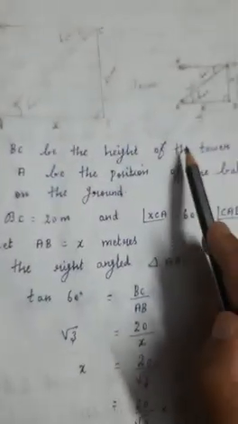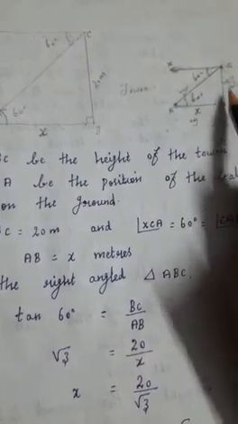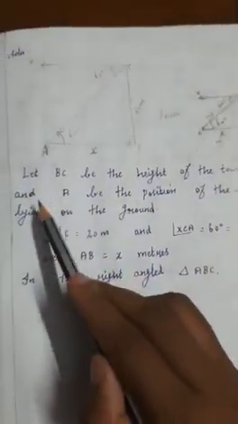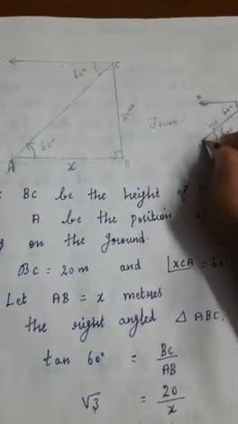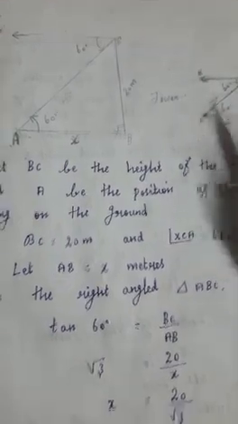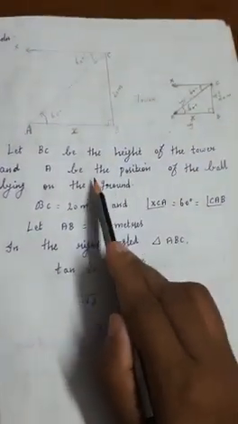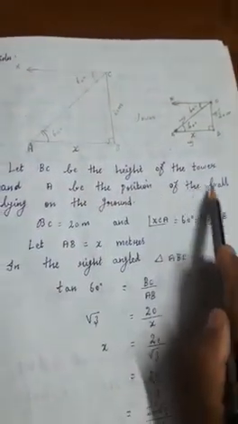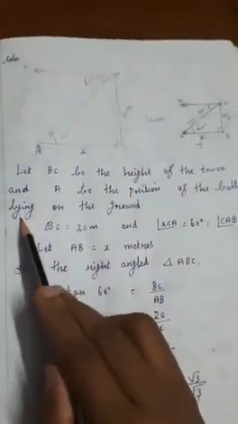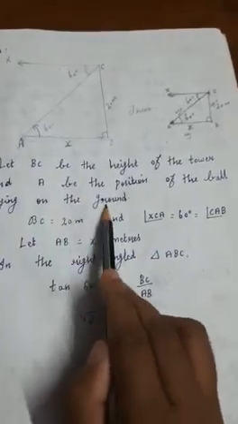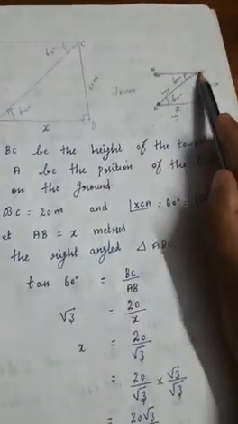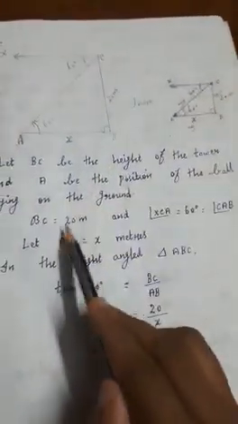So now you can see, everything you have to write: let BC be the height of the tower, and let A be the position of the ball. So I know that the ball is here on the ground, at point A only. Let A be the position of the ball lying on the ground. You know that BC, the height of the tower, is 20 meters.